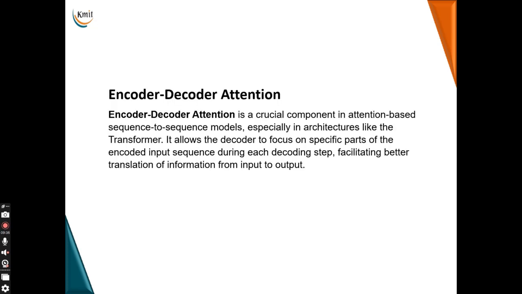And encoder, decoder, attention. What is the concept, right? The encoder, decoder, attention, it's a very critical component in attention-based sequence to sequence models. Specifically, when you are trying to work with models like a transformer, it is allowing the decoder to specify which input parameters are relevant and which are to be encoded, then encoding all the input tokens, right? And we are trying to decode only those tokens which facilitate better translation of the information from input to output.